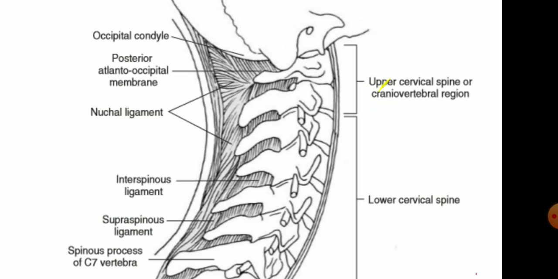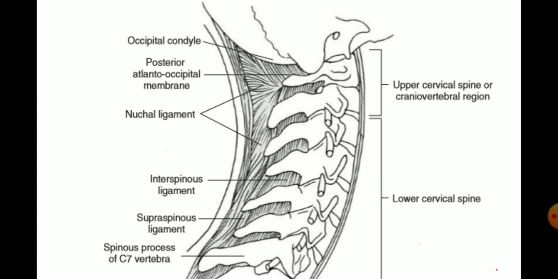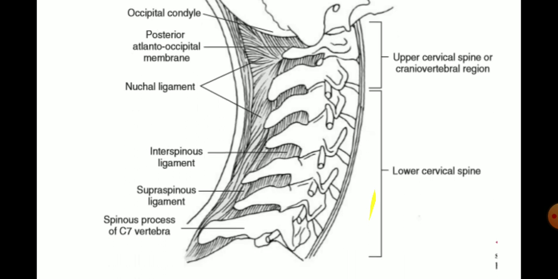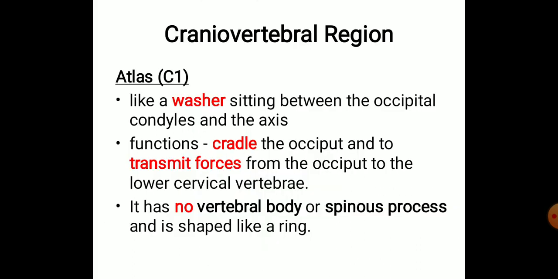As you can see in this picture, this is the general structure of the cervical region. It starts from the occipital condyles. We have two occipital condyles, right and left. Then 7 cervical vertebrae, where C1 and C2 make up the upper cervical region and C3 to C7 make up the lower cervical region. Now we are going to see all these regions in detail.